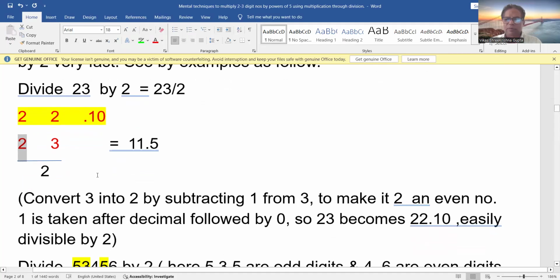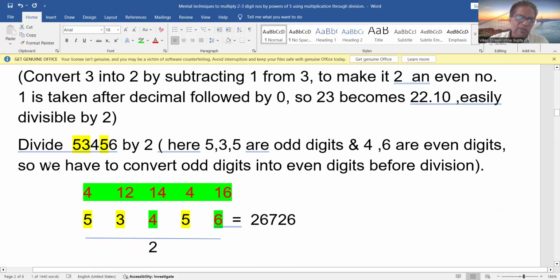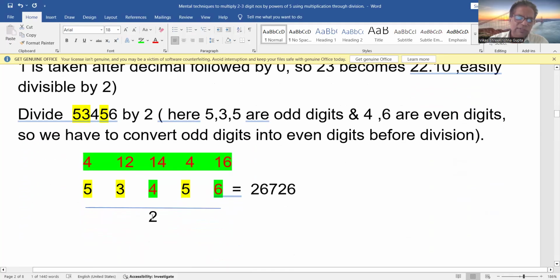This is a very simple example. You can do it even without converting, but this is just to show you how you can divide bigger numbers also. Now suppose this number is 53456, and I have to divide it by 2. Here 5, 3, 5 are all odd digits, so before dividing I have to convert them into even numbers.